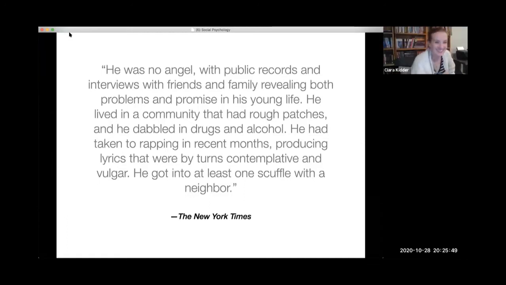I'll go. So it sounds like they're trying to say that this person's future could have been bright, but the decisions that were made ended up putting him in a bad place, and that he's a bad person. I mean, they're talking about using drugs and alcohol, scuffling, vulgarity. They're using a lot of words that give you that impression that this is a bad person.